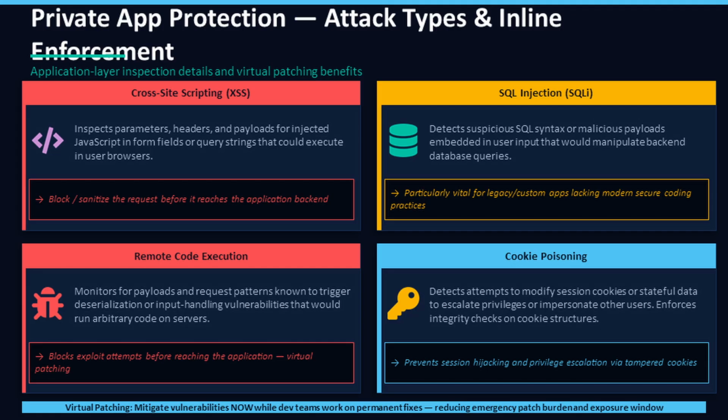When a new vulnerability is discovered in an application, the ideal response is to patch the application code. In reality, patching takes time, especially for legacy applications or complex systems where code changes require extensive testing, approval processes, and potentially service windows. That window between when a vulnerability is discovered and when it's patched is a period of real exposure. Virtual patching means that private app protection can enforce a mitigation for a known vulnerability at the inspection layer, even before the underlying application code is fixed.